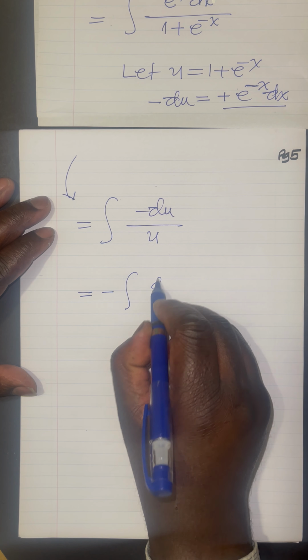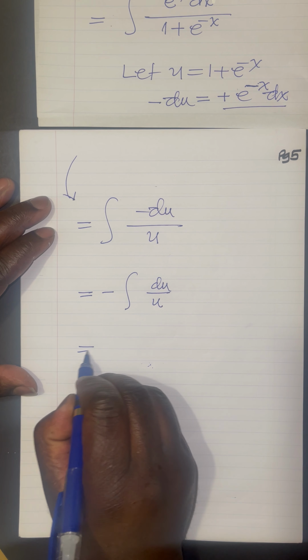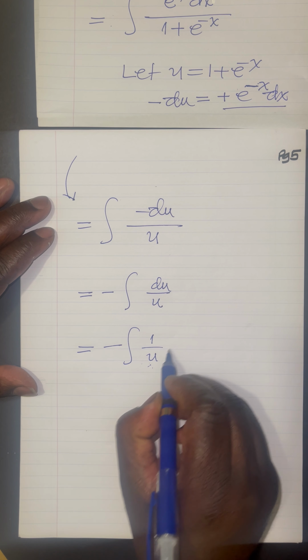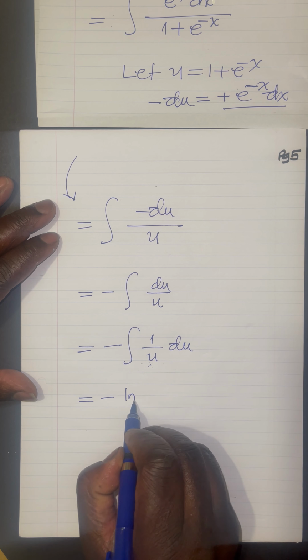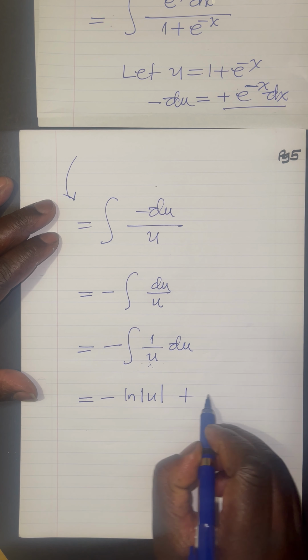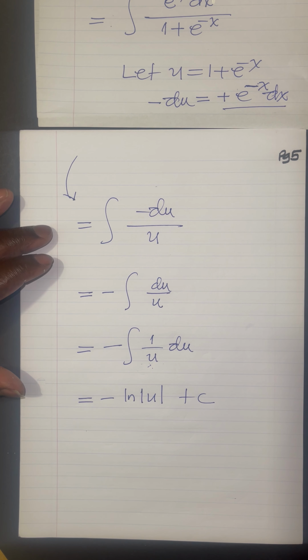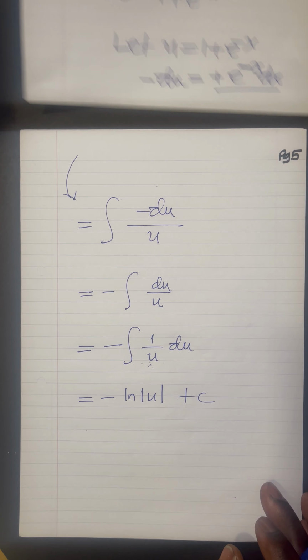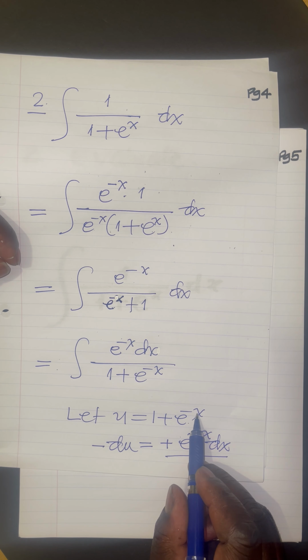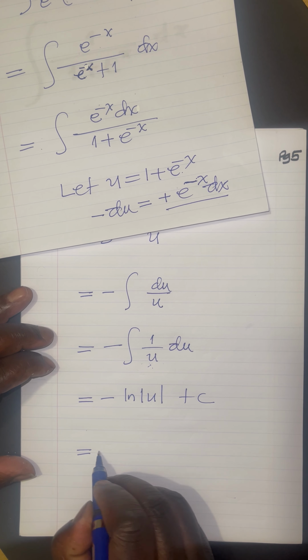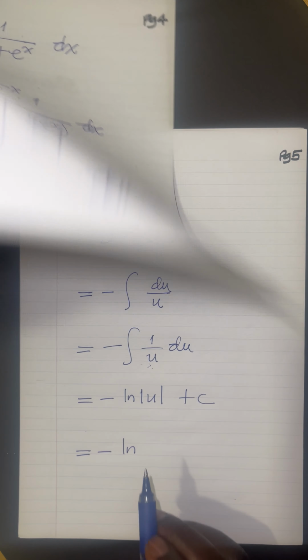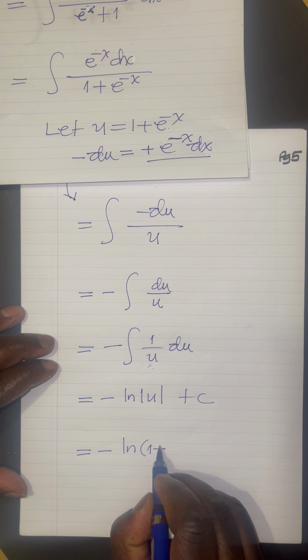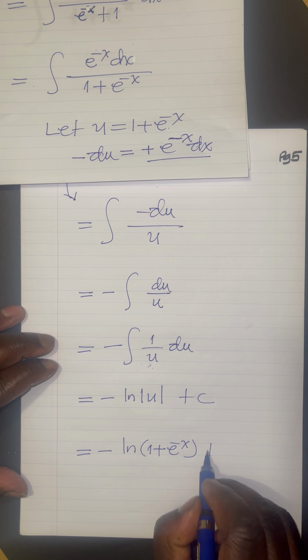And what do we have now? We have du over u. This you can rewrite as minus the integral of 1 over u du. And you've seen in the previous videos that this is just minus natural log of u. We have to say plus c because, again, this is an indefinite integral. But what is u? Well, going back, u is 1 plus e to the minus x. So this changes to minus natural log of, I'm going to use round brackets now because this expression can never be negative, 1 plus e to the minus x, plus c.